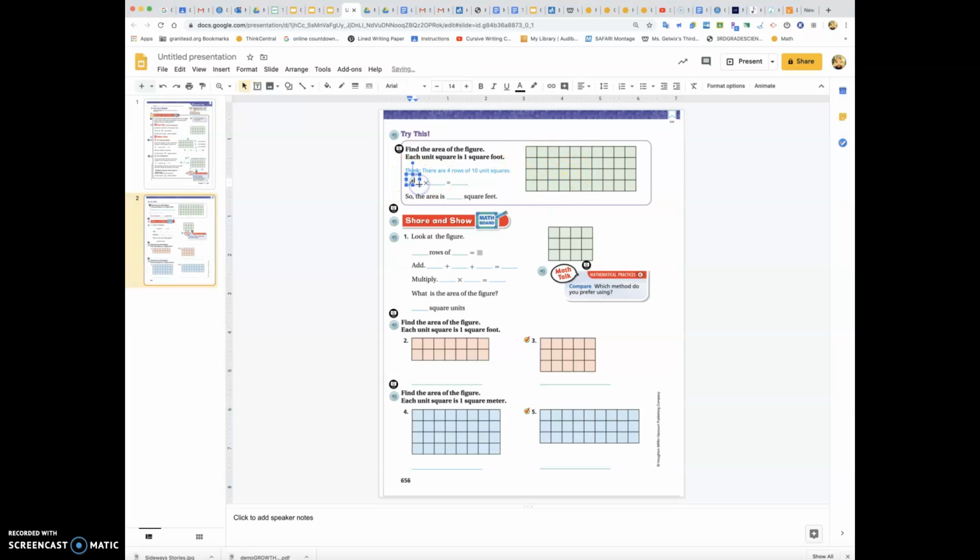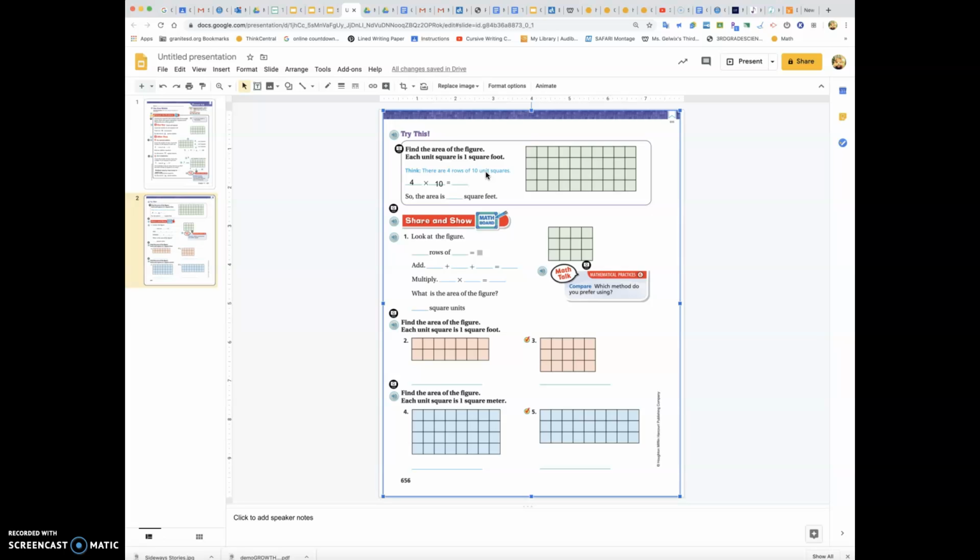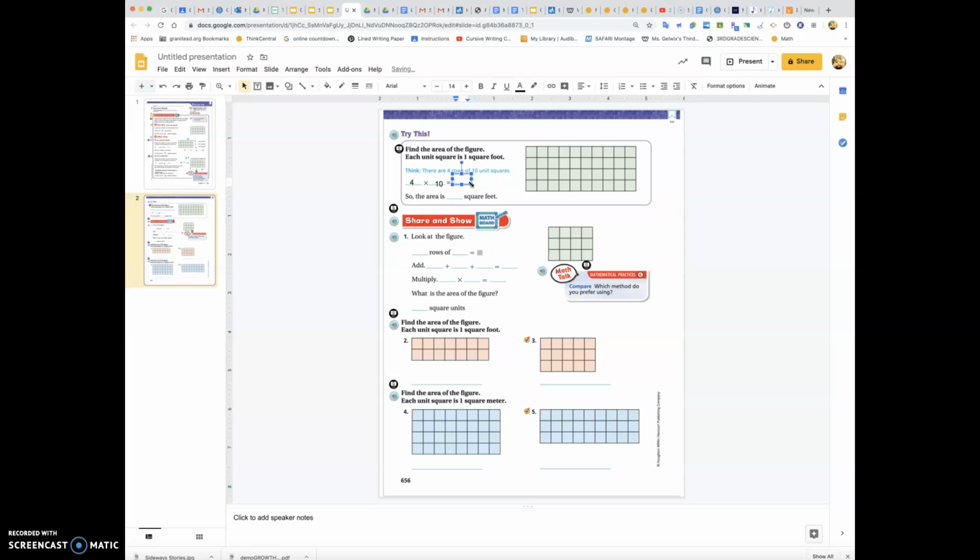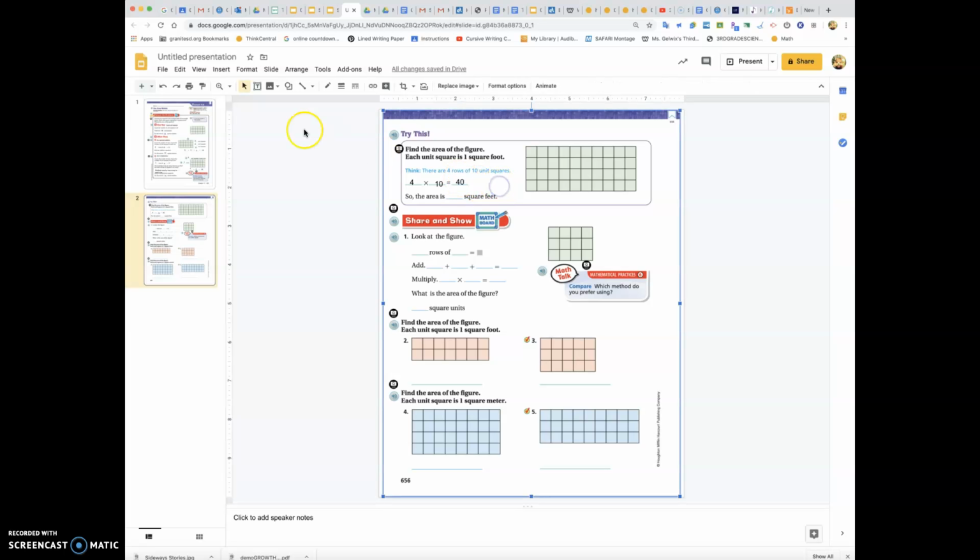So there's 4 rows. And it says think, there are 4 rows of 10 unit squares. That means 1, 2, 3, 4, 5, 6, 7, 8, 9. There are 10 in each row, so 4 times 10, just like you guys did with arrays. Okay, so I have 4 times 10, and you guys know any number times 10 is going to be that number with a 0 on the end. Or if you do repeated addition, you have 10, 20, 30, 40. So 4 rows of 10 is 40, so our area of this rectangle is 40 square feet.